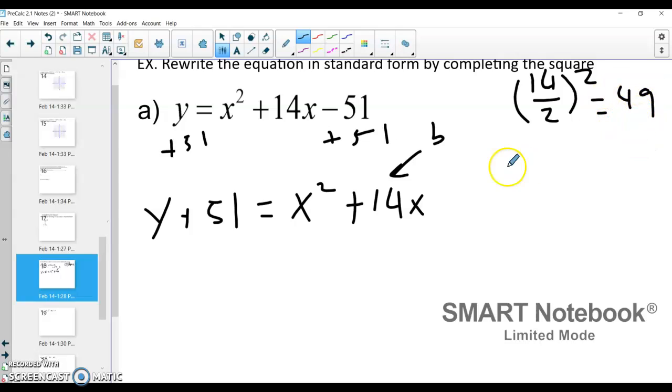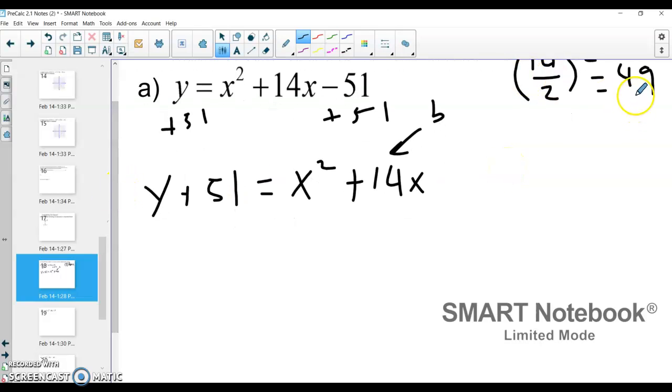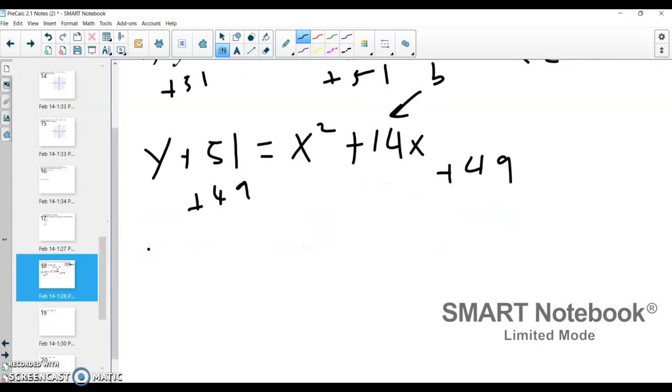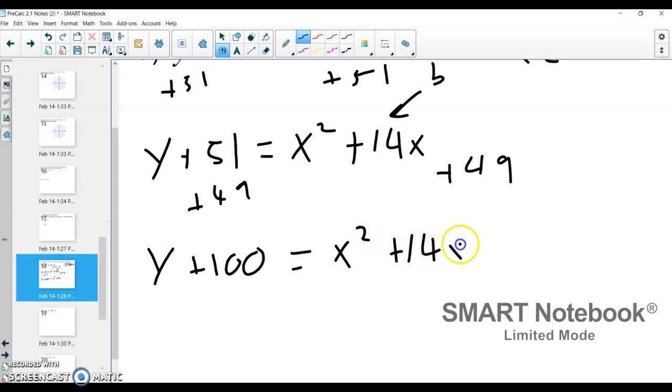Now, this is where completing the square actually takes place. Okay, we're going to take that 49 and we're going to add it to both sides here. And so I got to add 49 here and I got to add 49 here. Okay, which then gives me y plus 100 equals x squared plus 14x plus 49.